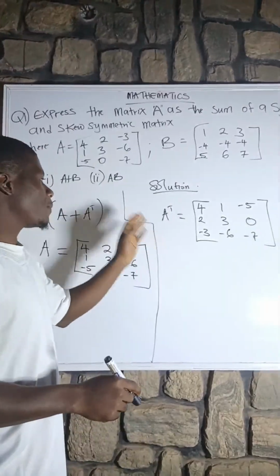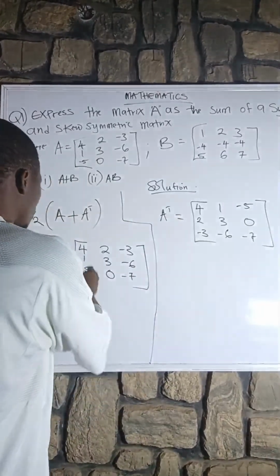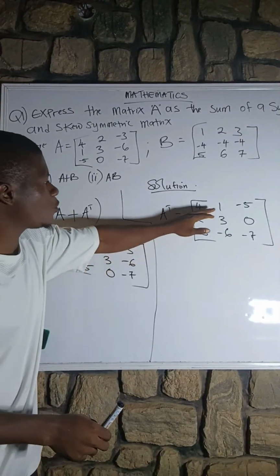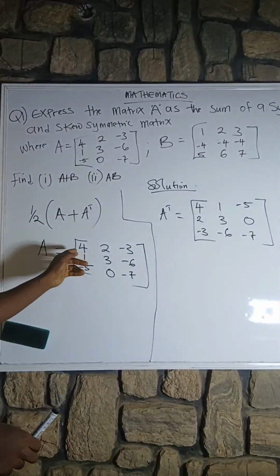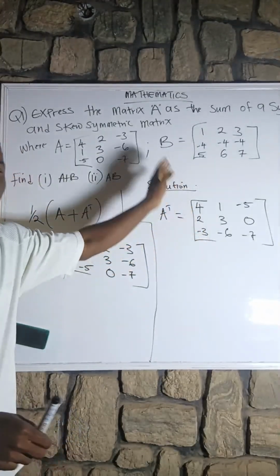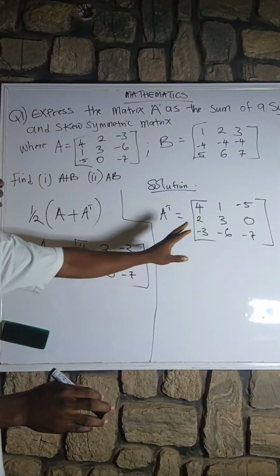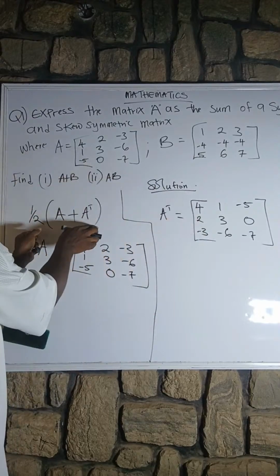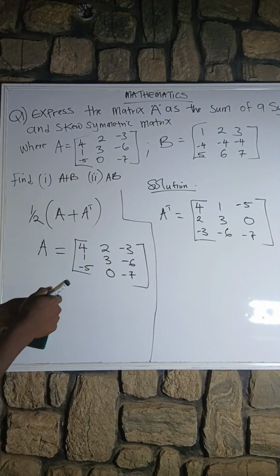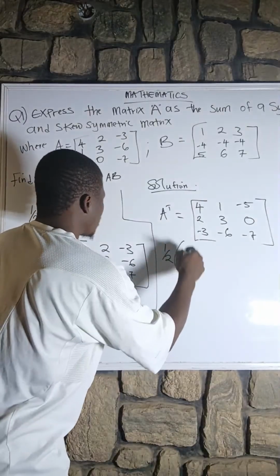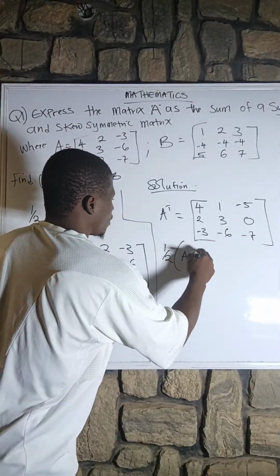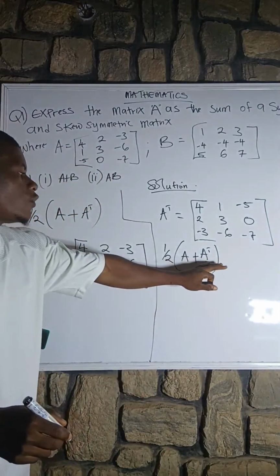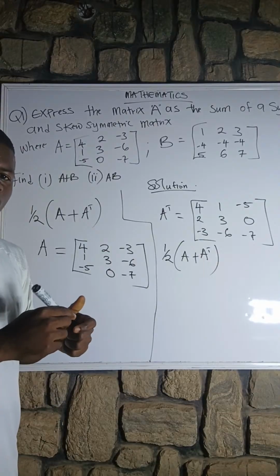So if you look very well, your first column here has become your first row, and your first row here has become your first column. Everything here has changed. So now this has become your A transpose. Now coming back to the equation, we say half times A plus A transpose. Having known A and known A transpose, why not substitute it inside?